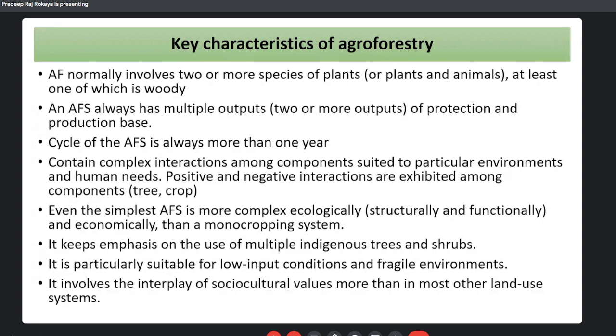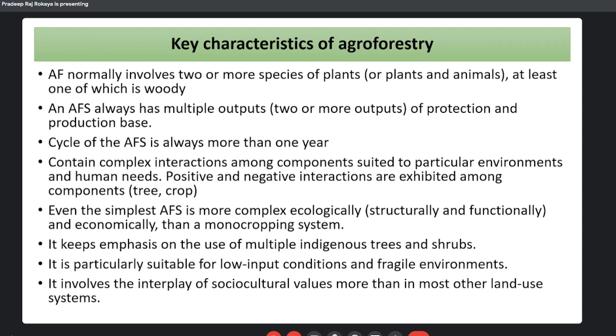Positive and negative interaction might be seen and exhibited among the component trees or crops. Even the simplest agroforestry system is more complex ecologically and economically than monocropping systems. It gives emphasis on the use of multiple indigenous trees and shrubs. It is particularly suitable for low input conditions and fragile environments, and it conserves indigenous crops.